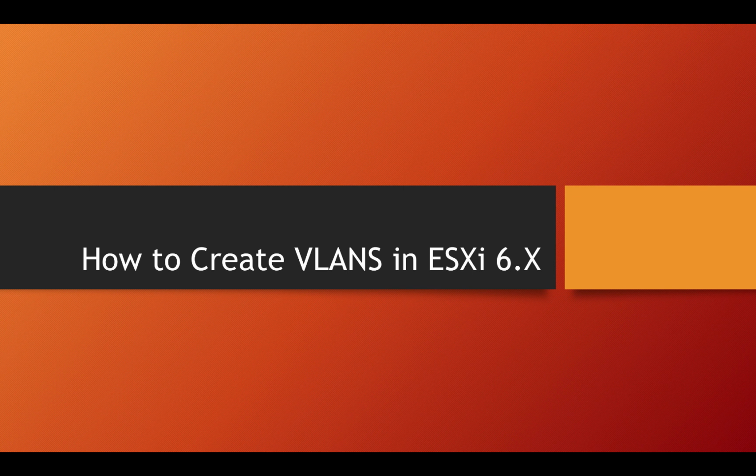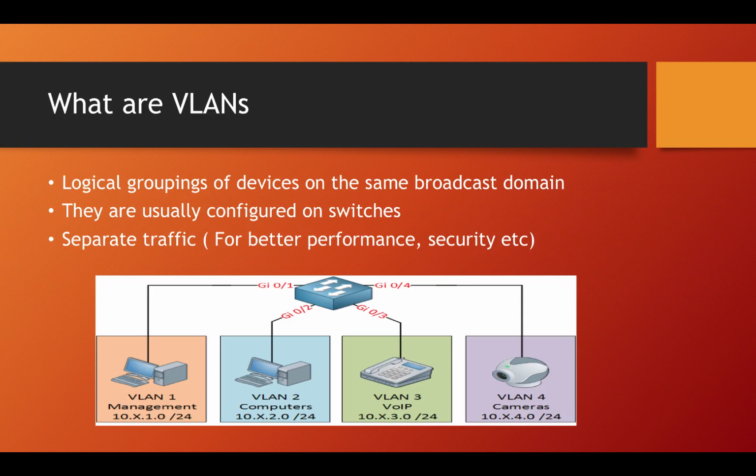VLANs in ESXi. And you might ask, what are VLANs? These are logical groupings of devices on the same broadcast domain. You usually configure VLANs on switches, as you can see on this diagram here. And they are pretty much to separate traffic so that traffic from different broadcast domains doesn't interact. This can be for security reasons, it's also for performance.